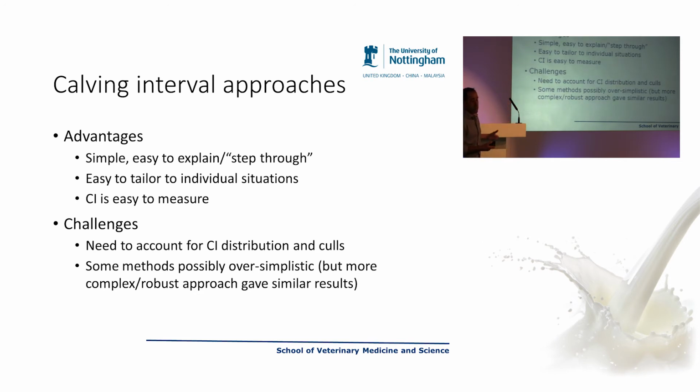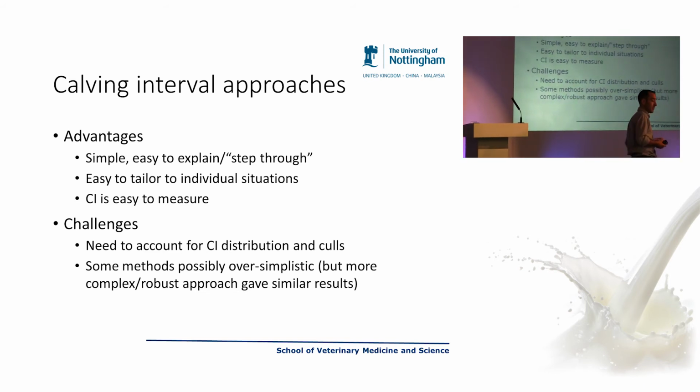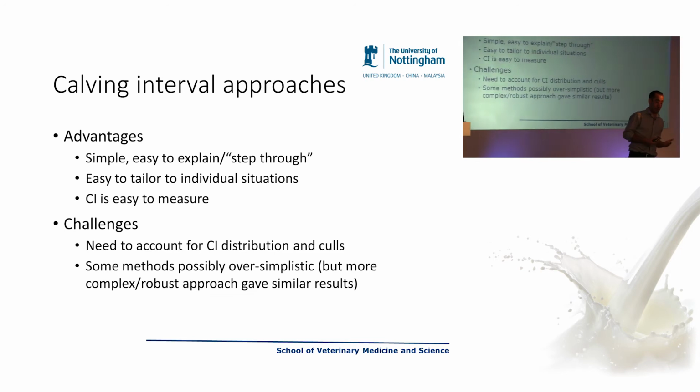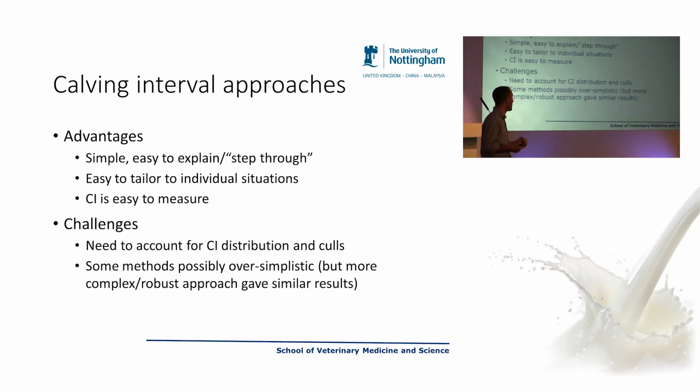So we've talked a bit about two bits of UK work that try and allocate a cost to every extra day on a cow's calving interval. The advantage of that is that they're fairly easy to explain, they're straightforward to step through, they're easy to tailor to individual situations, but they can be problematic in that they really need to account for the distribution of those calving intervals. It's not just about the average cow, it's about how many days each cow is putting on at each stage. And some of the methods for doing this are probably oversimplistic, although when people have applied more complex and probably more robust methods, they've tended to come up with surprisingly similar results.